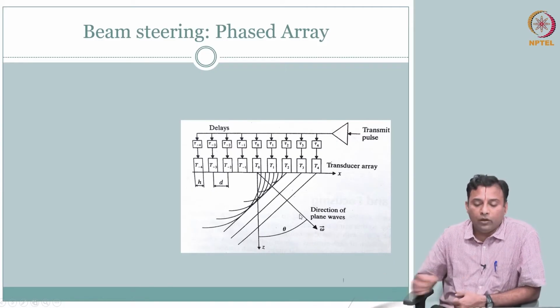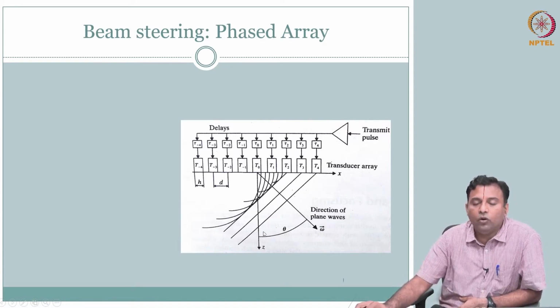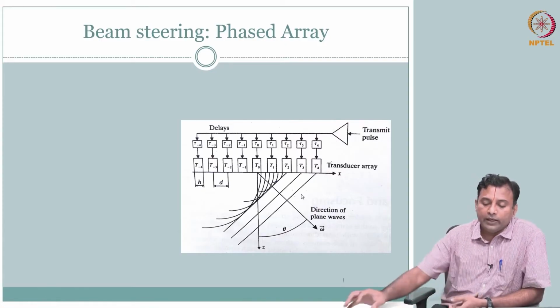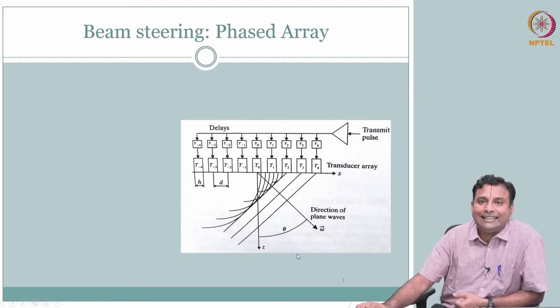So, how do we calculate? The problem proposition is how do you calculate these tau values such that the waves will go in the direction theta. So, looking at it, what do you see? Let us assume that the speed of sound in the material is c. Let us not worry about any other value.